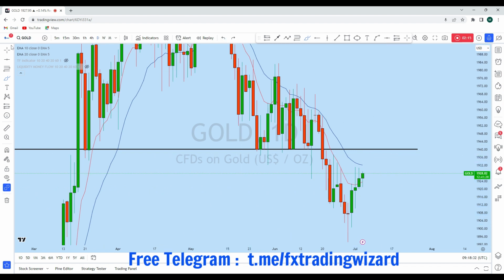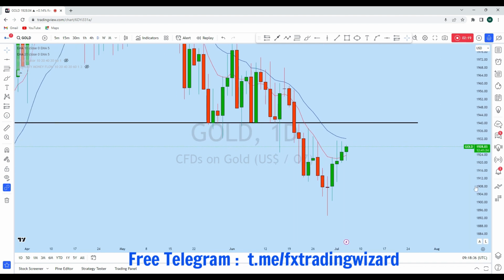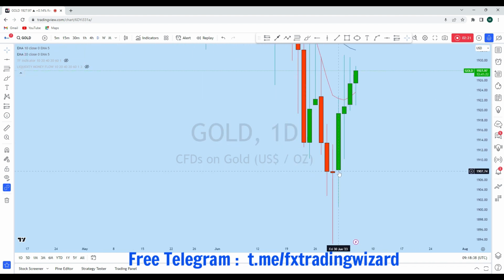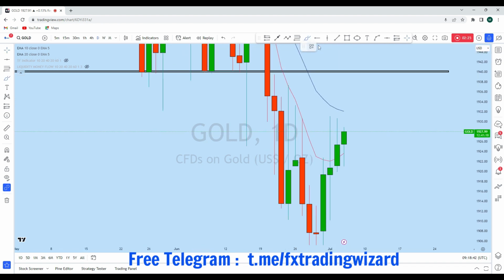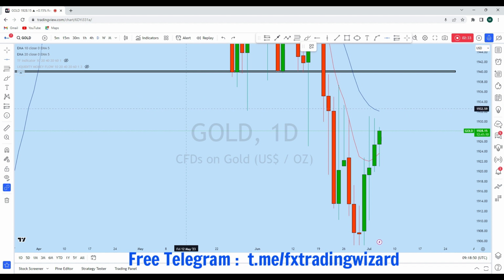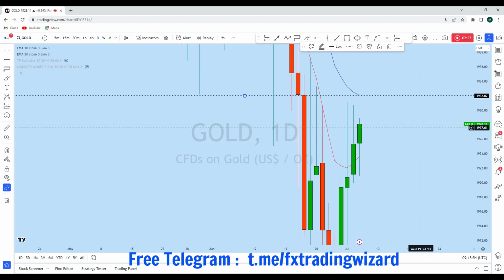At this point, from the daily perspective, the price is approaching the daily 20 EMA. Looking at this movement, the price could highly likely go and test this daily 20 EMA, which is in fact a good movement on the lower time frame, such as the 5 minutes or 15 minutes perspective.